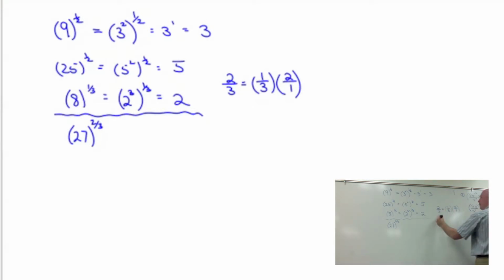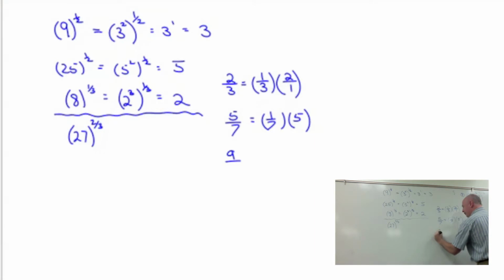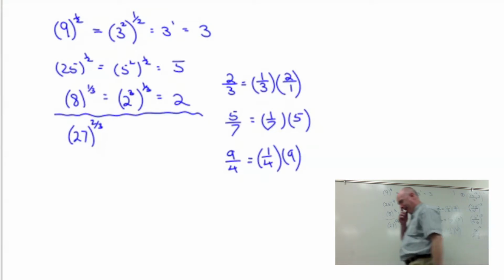Let's try this again. If I have 5 sevens and I want to split it into two numbers, what are the two numbers that I can split it up into? 1/7 and 5 ones. 5 over 1, or just plain old 5. What about 9 over 4? 1/4 and 9. Are we getting the hint now? It's funny, you're all like, 3 and 1/3.